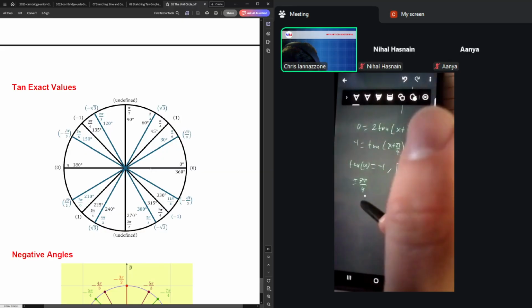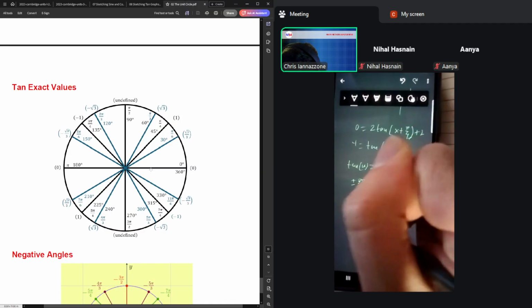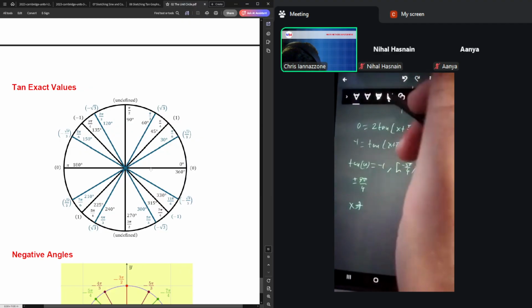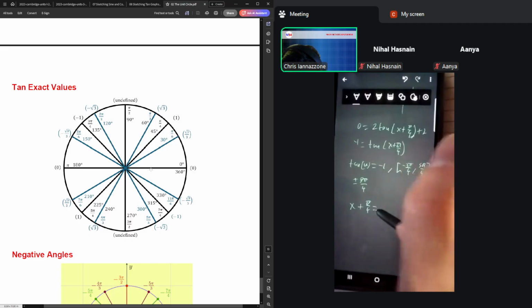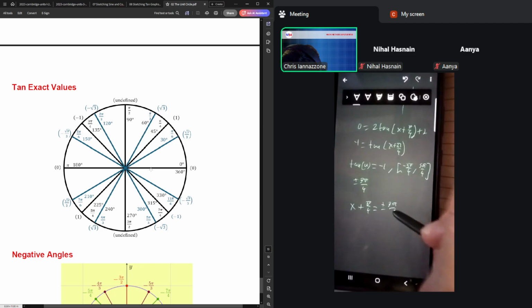Getting that back in terms of x, x plus pi over 4 equals plus minus 3 pi over 4.